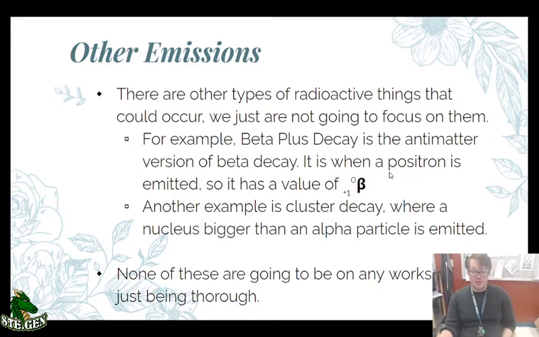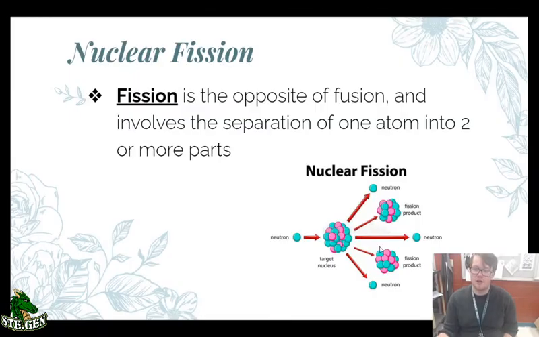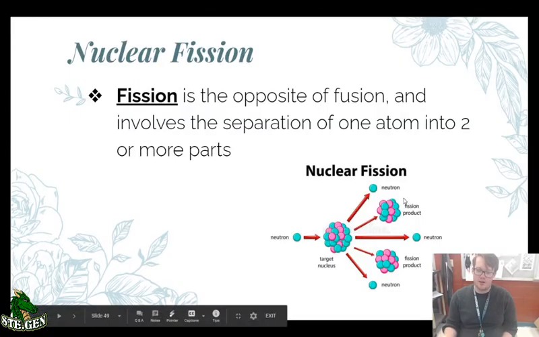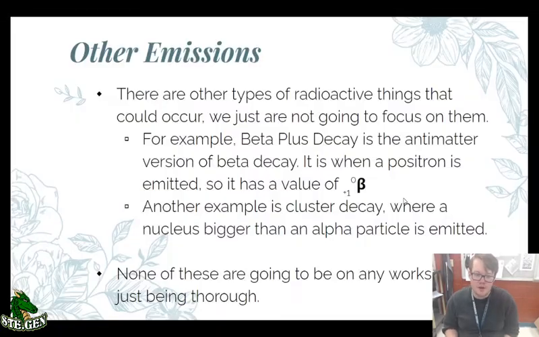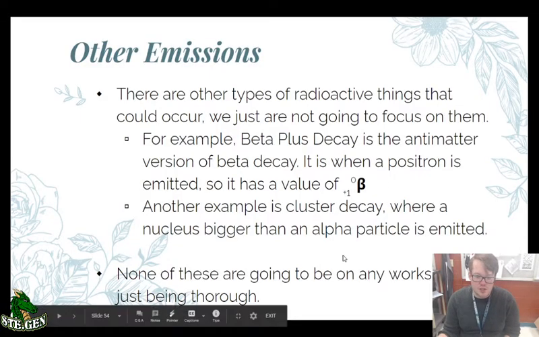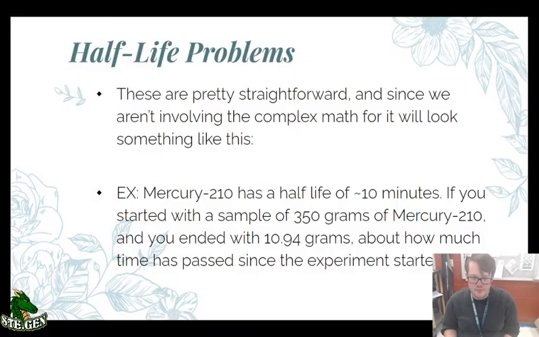Another example is cluster decay, where a nucleus bigger than an alpha particle is emitted. That would be what we would call something like in this picture here, where you've got actual big chunks coming off of the particle that you're talking about. That'd be cluster decay. None of these are going to be on any worksheets, though. This is just to tell you an example. These are not the only ones. We're only going to focus on alpha, beta, and gamma emissions or decay.